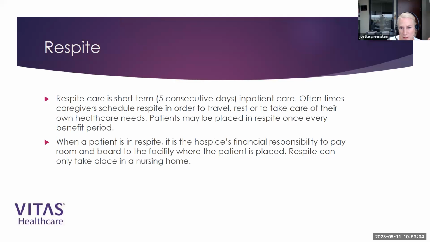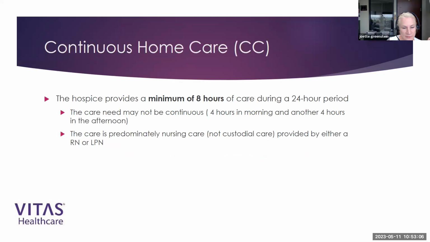The next two are higher levels of care. The first one is continuous care. This is when a patient has symptoms that are needing more intense surveillance as well as change in meds. So, the hospice provides a minimum of 8 hours of care during a 24-hour period.